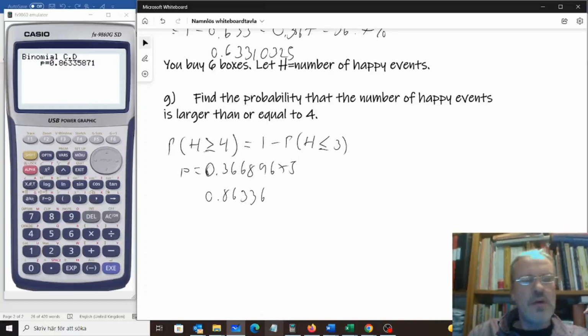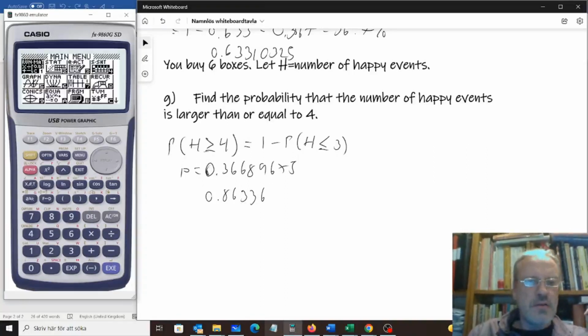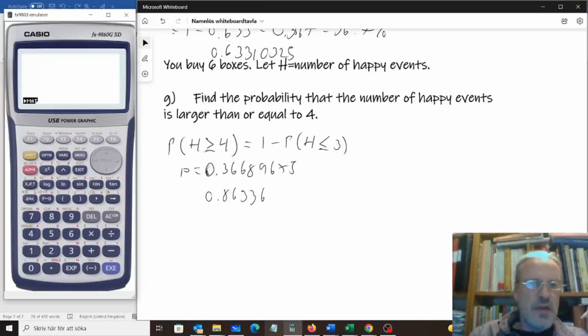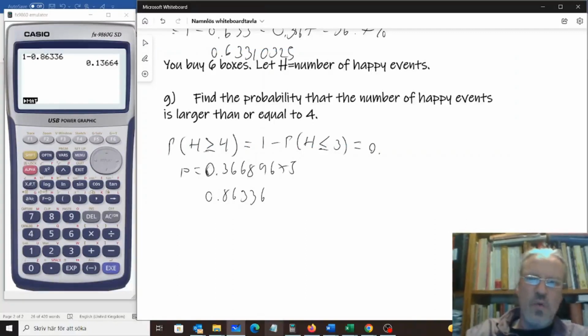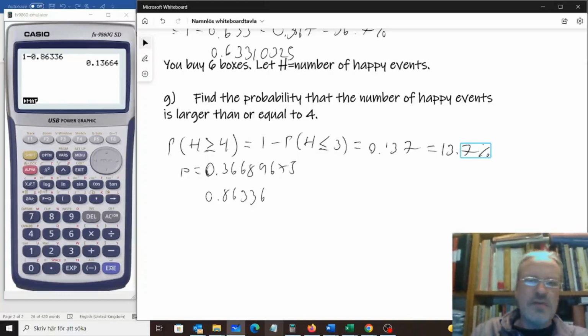So then I go to menu, calculations, calculate 1 minus 0.86336, and that will give us a probability here of 0.137 or 13.7%, and we have solved this rather big question.